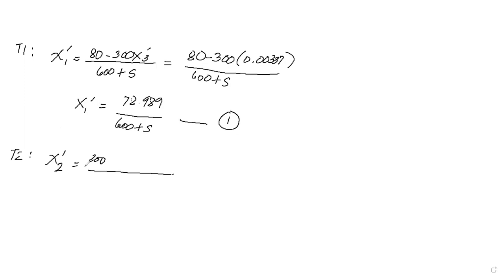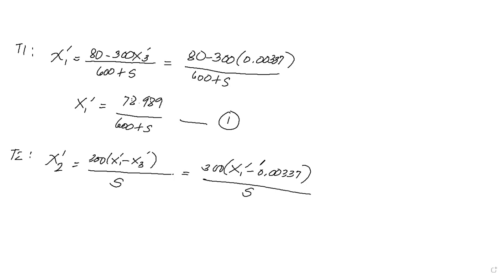300 to be multiplied to the quantity x sub 1 prime minus x sub 3 prime, and we divide it with the amount of solvent present in thickener 2, and this would be our equation. Then we can substitute the x sub 3 prime that we already determined. So x sub 1 prime minus 0.00337, and we divide by S. Now, in here, you can have an equation of x sub 2 prime in terms of S, just like you have here x sub 1 prime in terms of S.